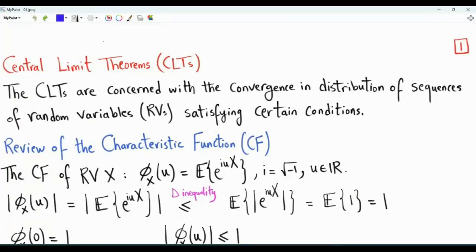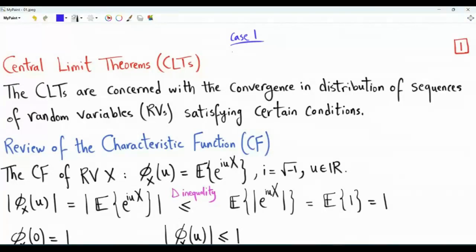Bismillah ar-Rahman ar-Rahim. This video is about the central limit theorems. Specifically, I will talk about two versions of the central limit theorem. A central limit theorem is concerned with the convergence in distribution of a given sequence of random variables, satisfying certain conditions. So the focus here will be two cases.